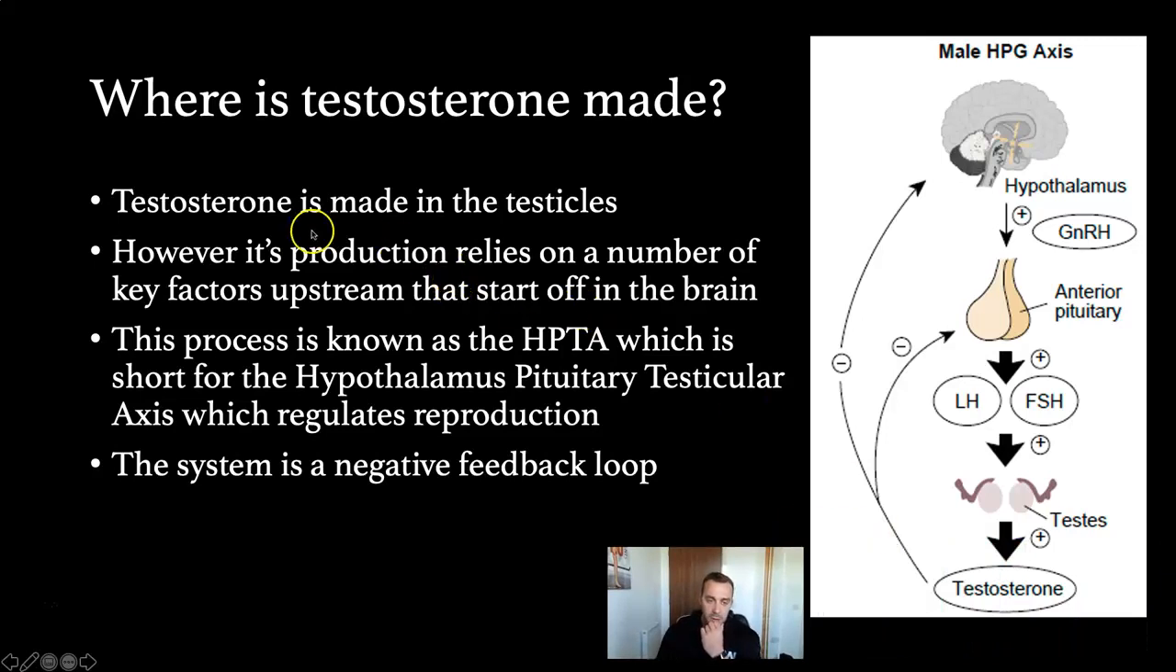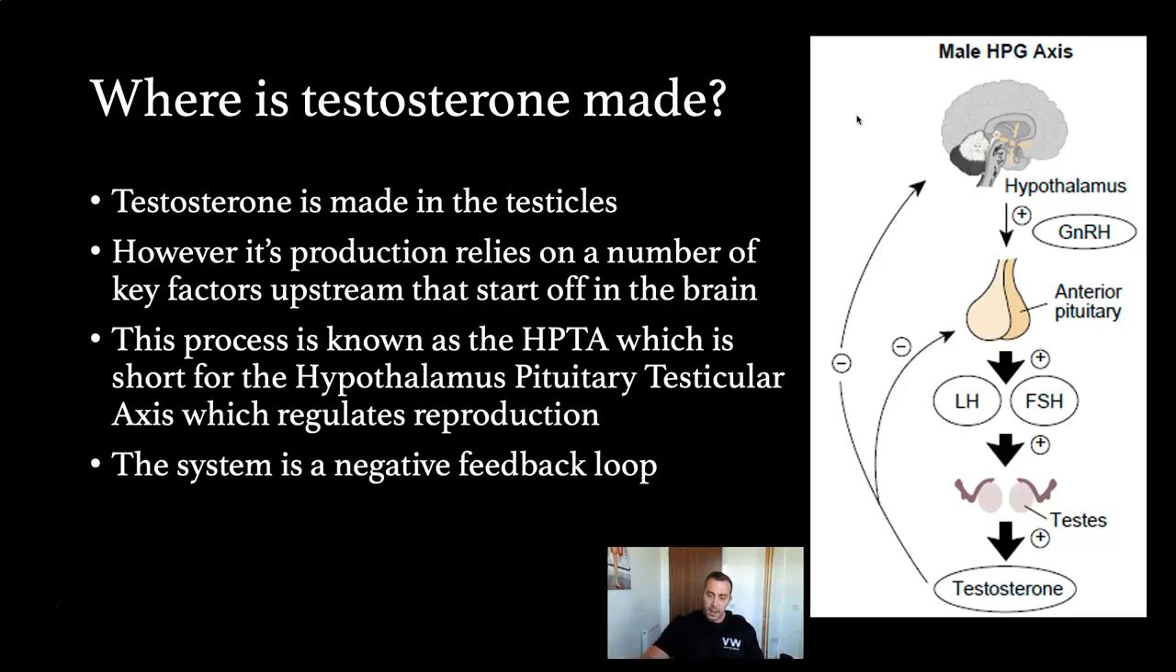Testosterone itself is made in the testicles, the testes for short. However, its production relies on a number of key factors upstream from the testes. That starts off in the brain at a place called the hypothalamus. And the hypothalamus itself, you could literally see as the control center for pretty much everything. Everything flows through that.